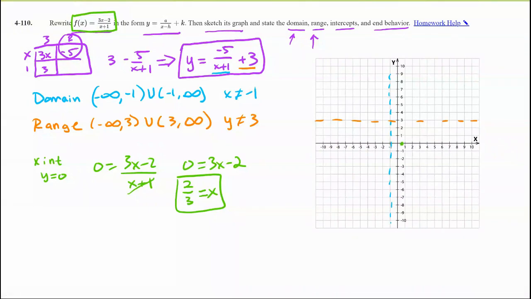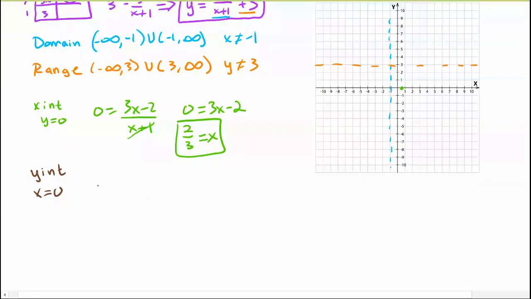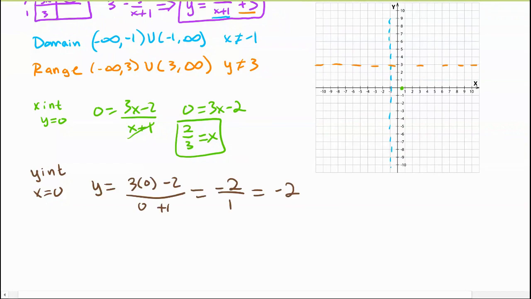Then in brown here, I will do my y-intercept. Remember, y-intercept is when x is equal to 0. So I'm plugging in y equals 3 times 0 minus 2 over 0 plus 1, which simplifies to negative 2 over 1, which is just at negative 2. So boom, there's my y-intercept.